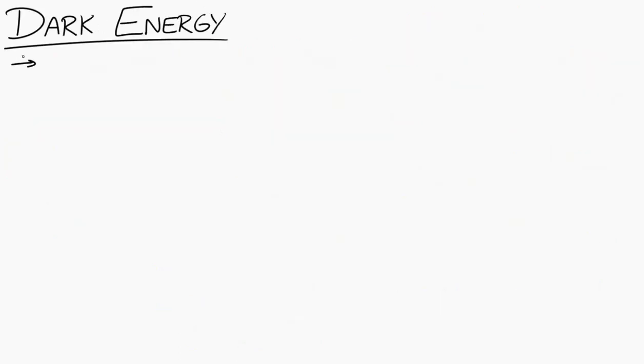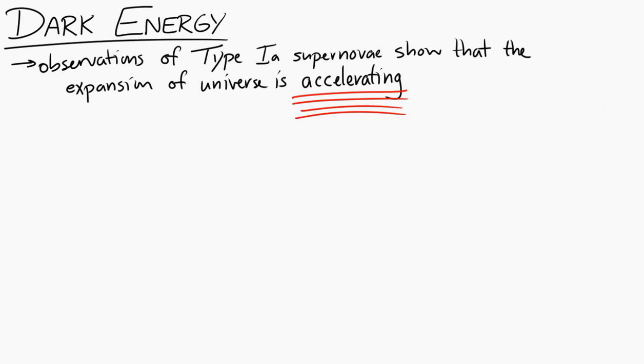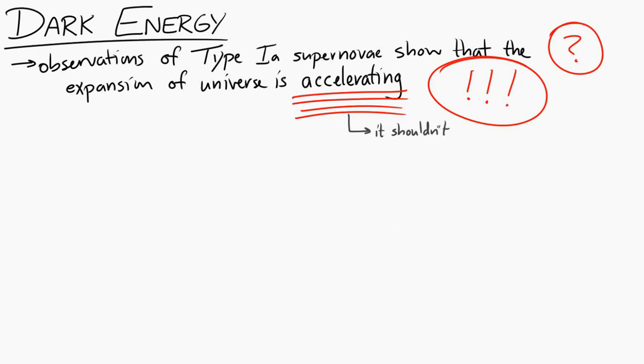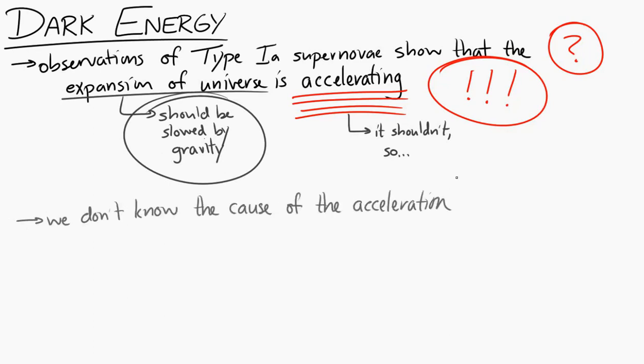Now, the other thing is dark energy. And the story behind dark energy is if we observe type 1a supernovae, they seem to indicate that the expansion of the universe is accelerating. Now, that's pretty strange. The universe really shouldn't be accelerating. If anything, based on what we talked about earlier in this video, the expansion of the universe should be slowing down due to gravitational attraction between all the matter in the universe. So we don't know what could be causing this acceleration of the expansion. And so this unknown cause is just labeled dark energy.